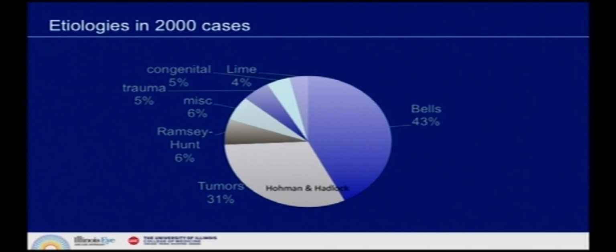This series by Homan and Hadlock looked at the different causes of facial paralysis, and this is consistent with a number of other series, and by far and away the most common cause is idiopathic Bell's palsy. Followed by that are tumors and then various other infectious etiologies.